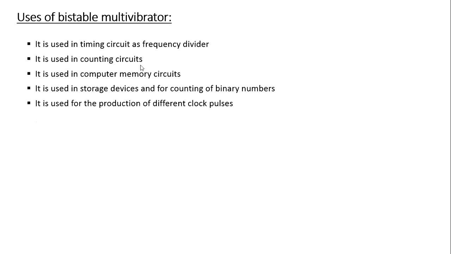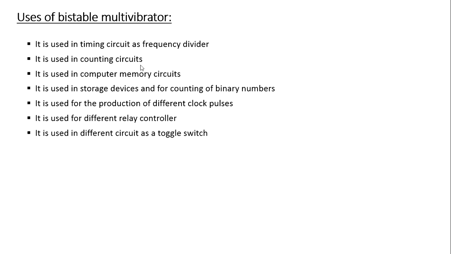It is used for the production of different clock pulses, and also for different relay controllers. It is also used in different circuits as a toggle switch. Toggle switch means a flip-flop switch, where the two states are obtained.